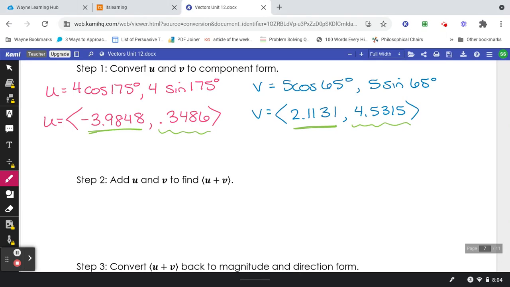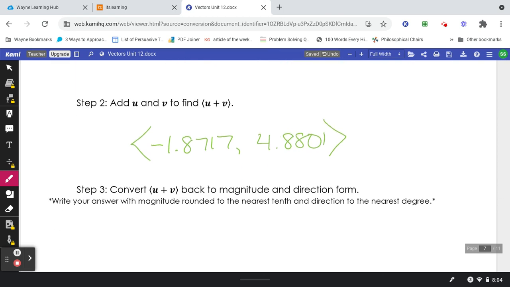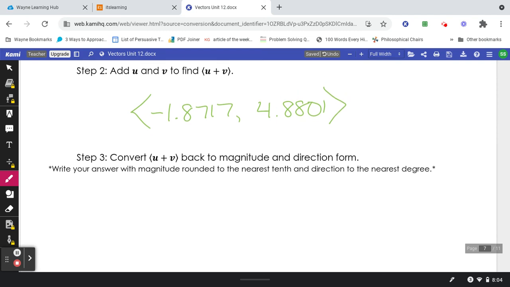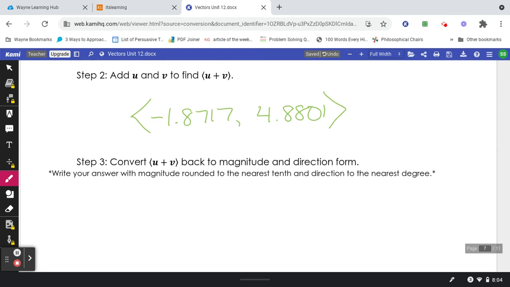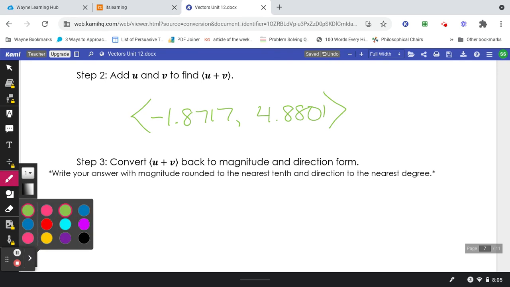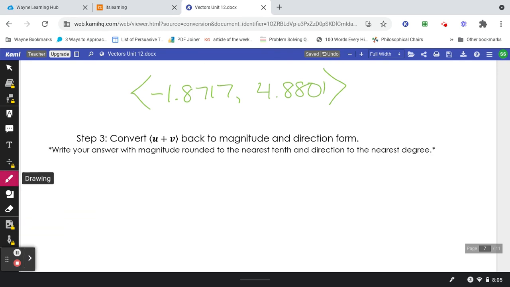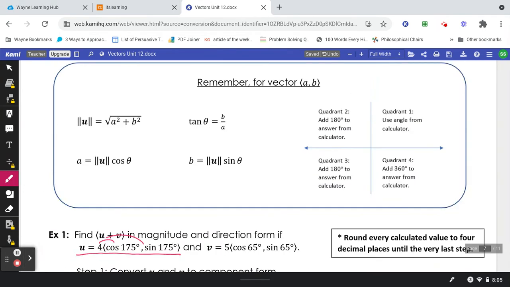Let's write those down. So I get an answer of negative 1.8717 and 4.8801. So now I've successfully added them in component form. That's a good answer, but they want the answer back to the original format. So I have to convert these back. In order to do that, we're going to have to use the two formulas at the top here, this one and this one.